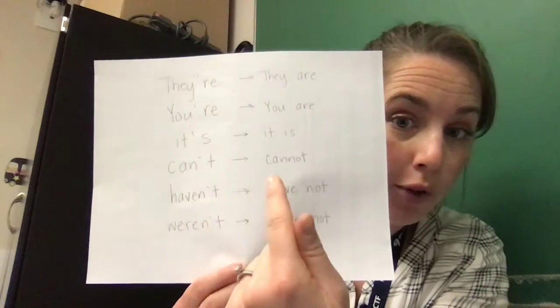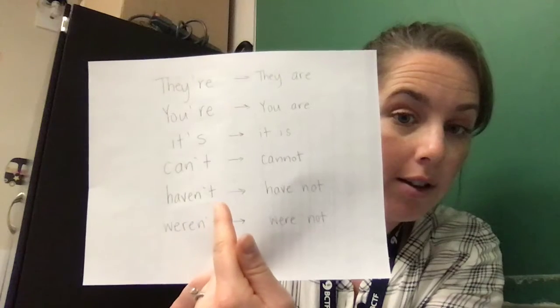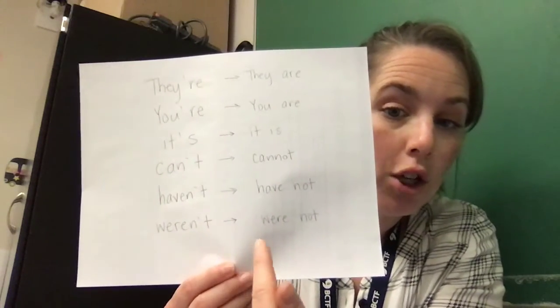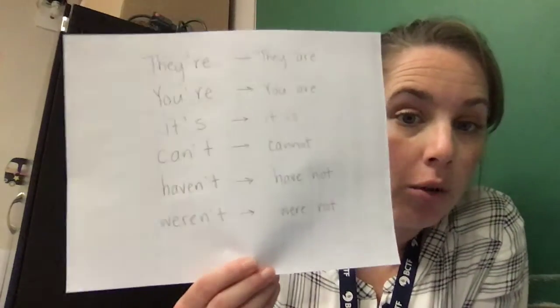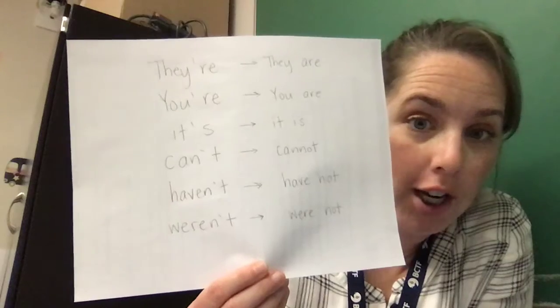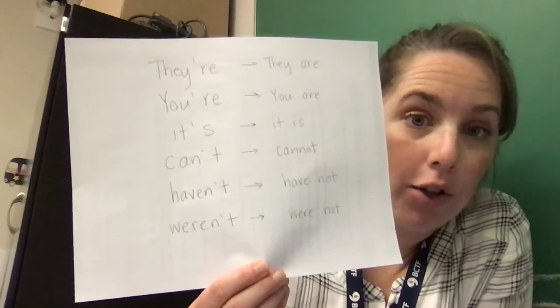Can't is short for cannot. Haven't is short for have not. Weren't is short for were not. So these are just some examples of contractions in language.